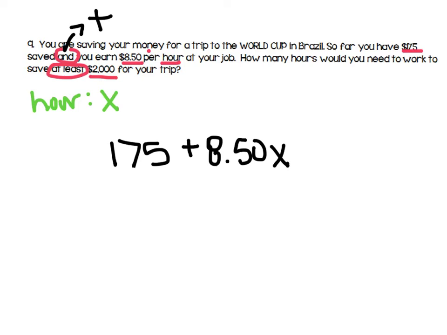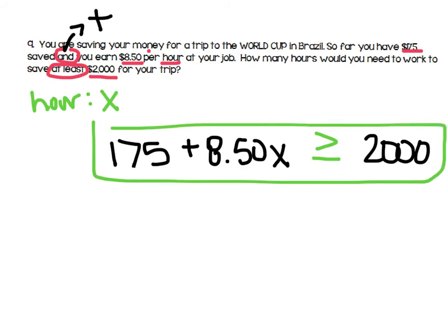And we want to save at least $2,000. So I know $2,000 is the total amount we're looking for. So the question is, what inequality sign do we use? If you need to, you can go back and look at your paper and see what sign goes with at least. Hopefully you see that it is greater than or equal to. That is the inequality, and we're moving on to the next one.